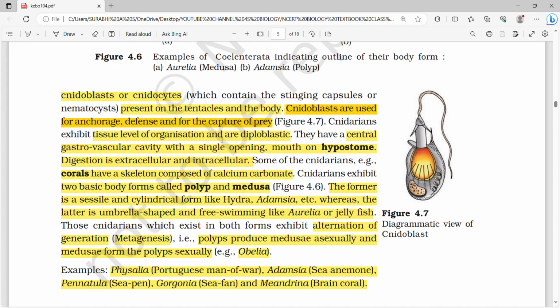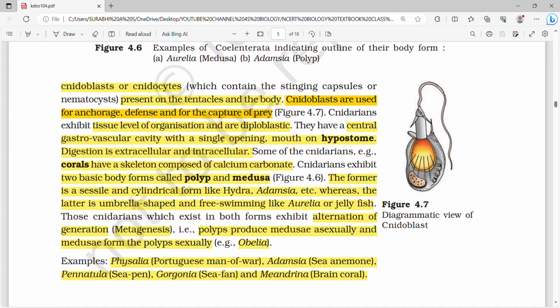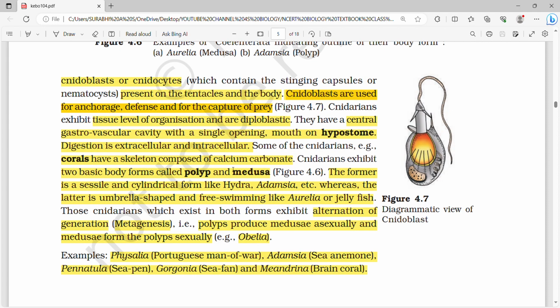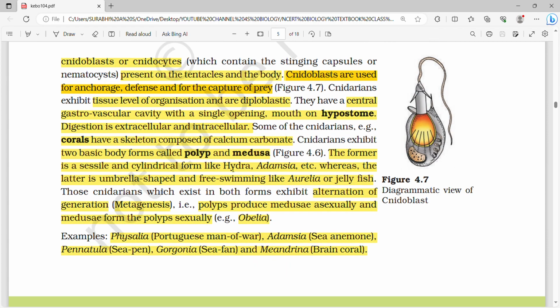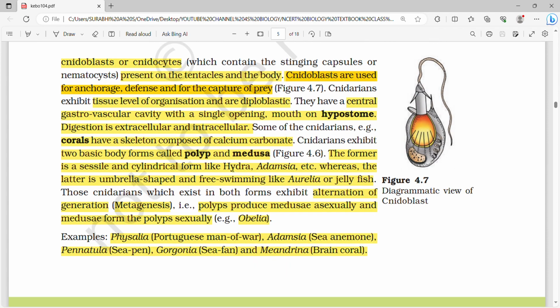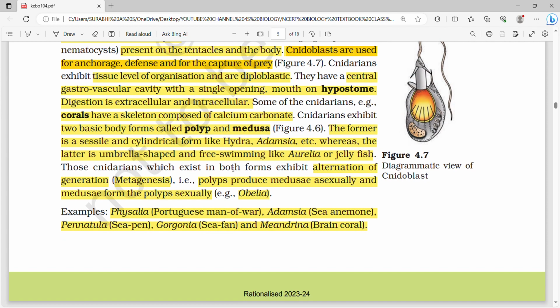And they have tissue level of organization. Only sponges are cellular; these have tissue level, and they are diploblastic, that is, they have mesoglea. Now the main distinct feature is that we will study them as polyp and medusa. Before that, they have a central gastrovascular cavity with a single opening, the mouth, on the hypostome. Here the digestion is extracellular and intracellular. Both are there, whereas in sponges it was only intracellular.